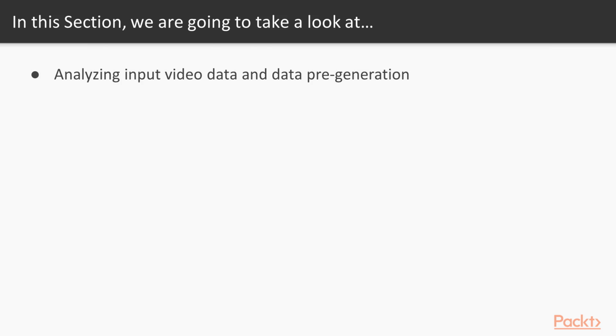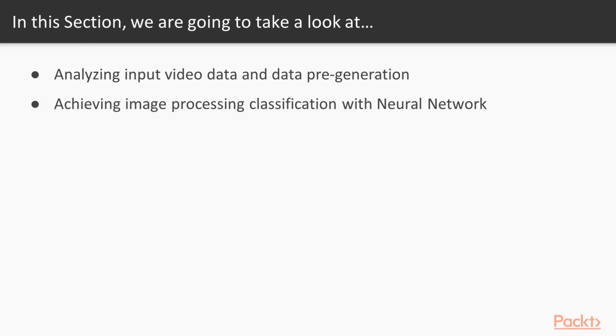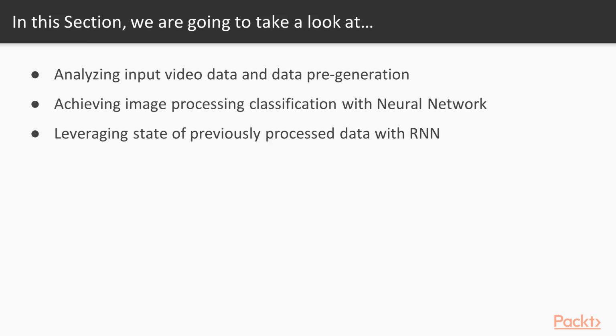So the first video will be about analyzing input video data and data pre-generation. So we'll be trying to understand the input data that we will be analyzing in the deep learning neural network. Then we'll be achieving image processing classification with a neural network. So we'll try to create a neural network that will be able to classify our images. The third video will be about leveraging the state of previously processed data with RNN. So we'll be applying RNN techniques to make our algorithm work better.